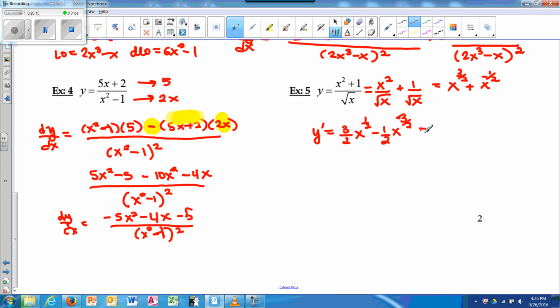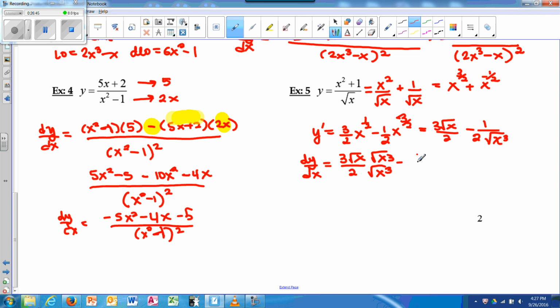Subtracting 1, I'm left with a half. Bringing the negative half down to the front. Subtracting, I get negative 3/2. And if it were a free response question, I could leave it that way. Otherwise, I have 3 square root of x over 2 minus 1 over 2. Remember, roots are on the bottom, so it's a square root, x cubed.